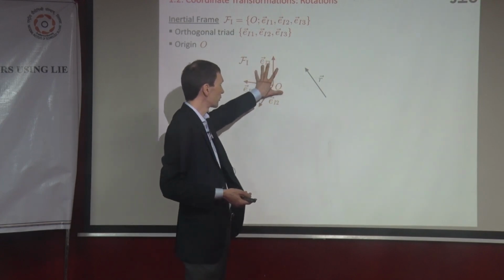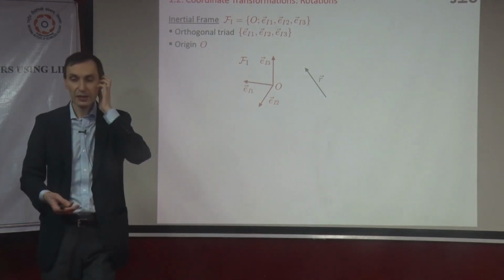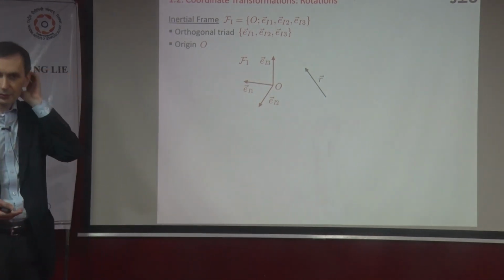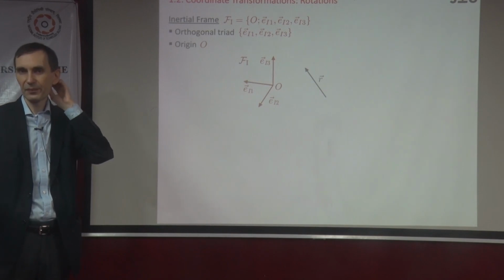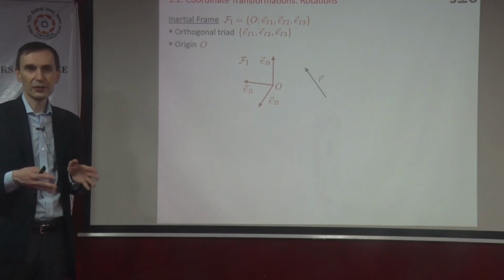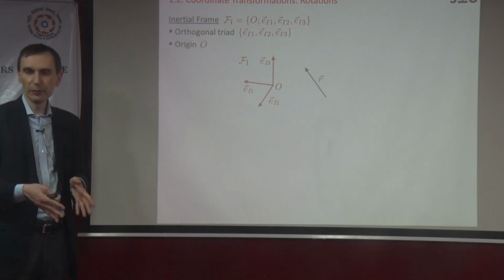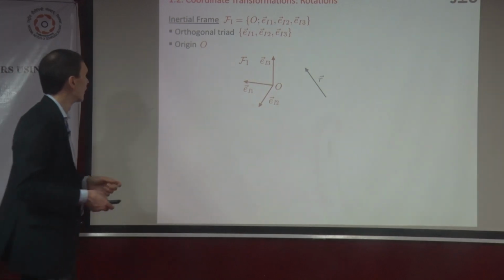Okay, so let's say we have a frame, and let's call this Fi. Usually I is supposed to mean inertial frame. Do you know what an inertial frame is? The inertial frame is one that is fixed to the ground, so to say. So it's not moving. A non-moving frame is an inertial frame.